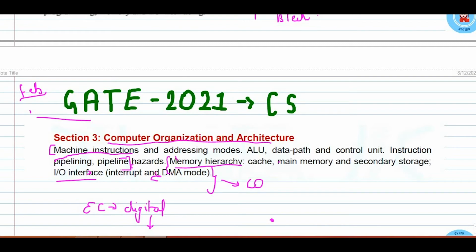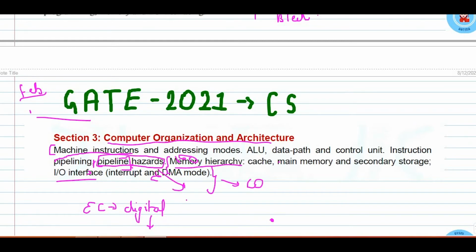So machine instruction, addressing mode, ALU, data path, and control unit. All these things are mentioned in your syllabus. They have mentioned up to instruction pipelining, and they have removed pipeline hazards. Now this is a very important topic.